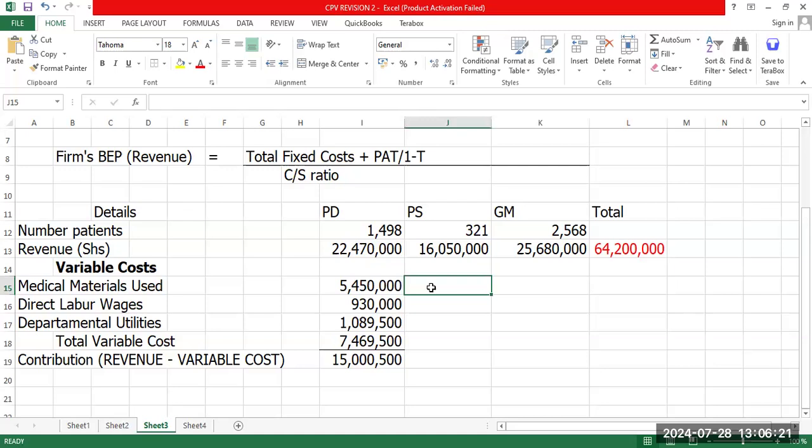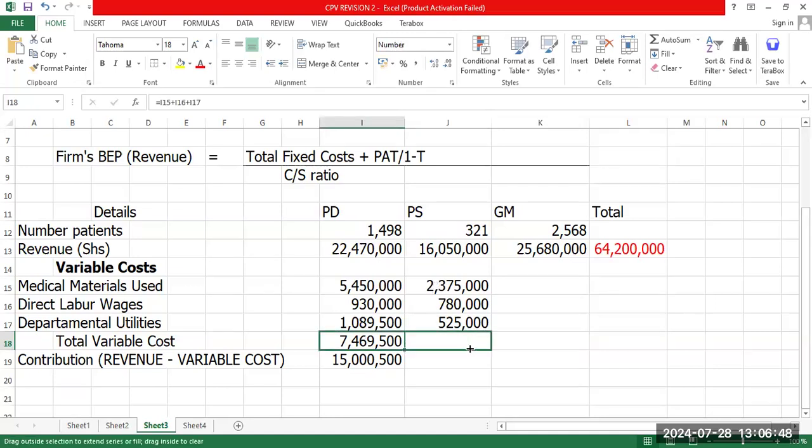Then I do the same for others. Here it is 2,375,000. Then here it is 78,000. Then here it is 525,000. Then the total, I add this. I do the same. I just add this plus this plus this.